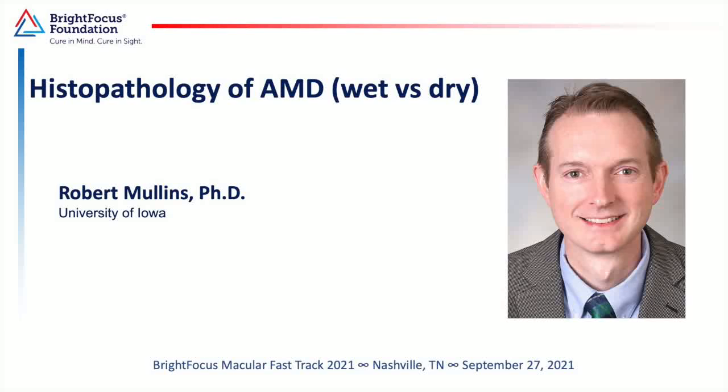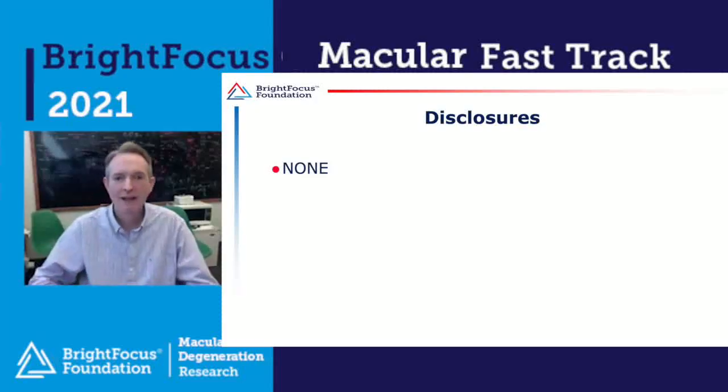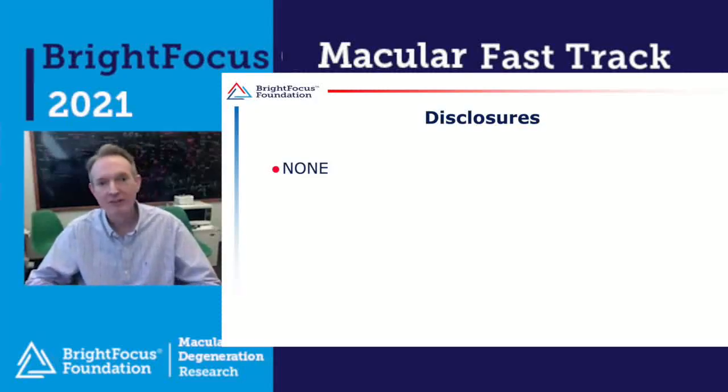It's a real pleasure both to get to participate in this meeting today, and I've been learning a lot from this great meeting, and also to have a chance to present some information to you about some of the structural and anatomical changes that occur in human eyes with macular degeneration. I have no financial disclosures that are relevant to this talk or any other talk.